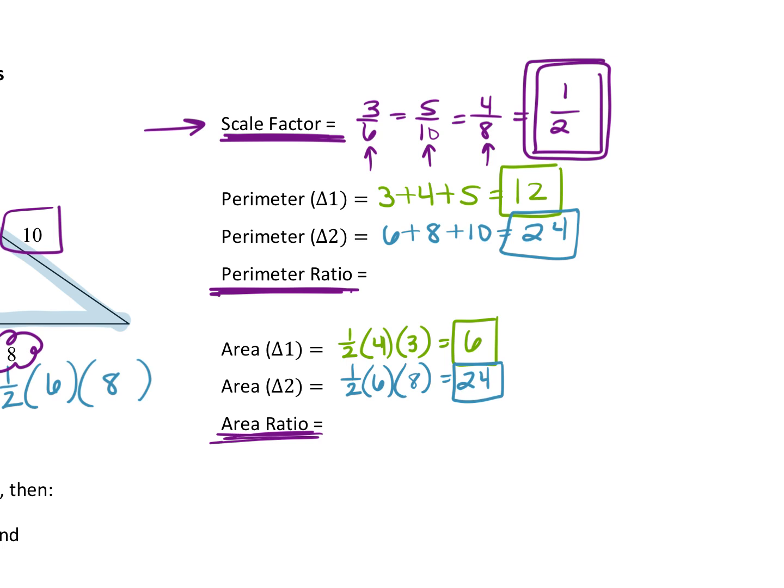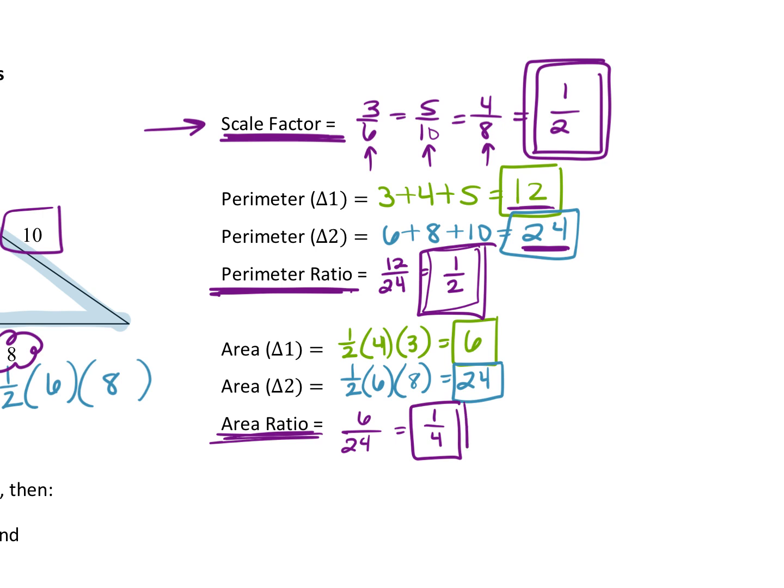Okay, then we want a perimeter ratio. Well, we found the perimeter of the one and the perimeter of the other. So if it's 12 to 24, what does that reduce to? 1/2, 1 to 2. Okay, now look at your areas. You had 6 and 24. The area ratio, 6 over 24, what does that reduce to? 1 over 4.